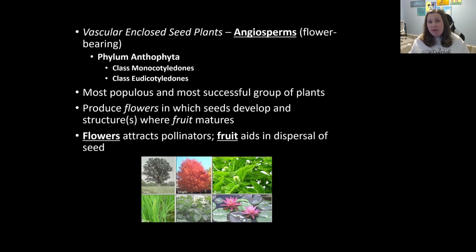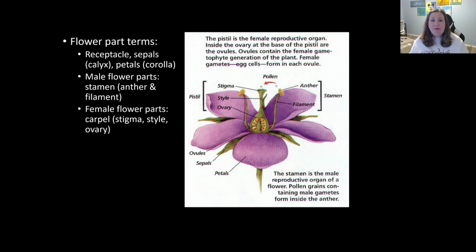Now, because we have flowers here, we need to look at the parts of the flower. So if we look here at the parts of the flower, we do see that there is what we call the receptacle. The receptacle is what holds the actual flower to the stem. Okay, so it's the part that holds the flower to the stem structure.